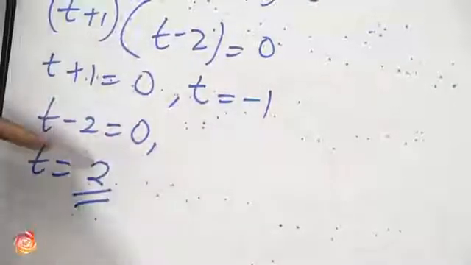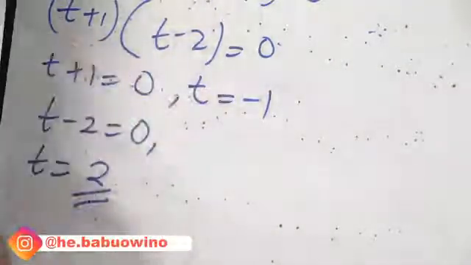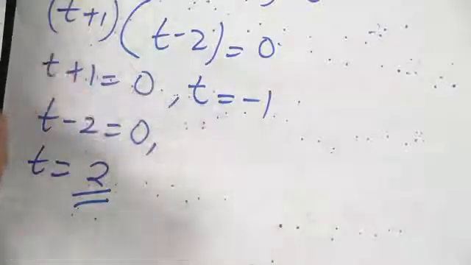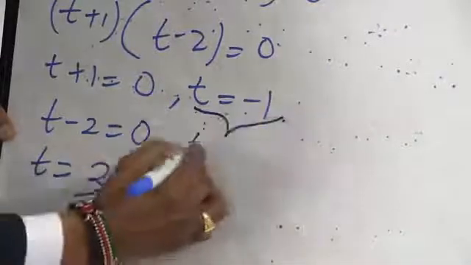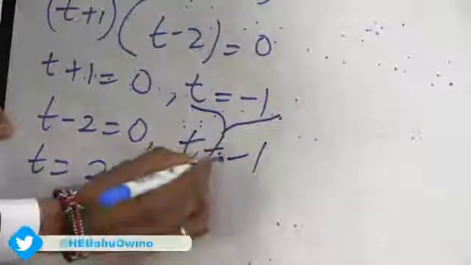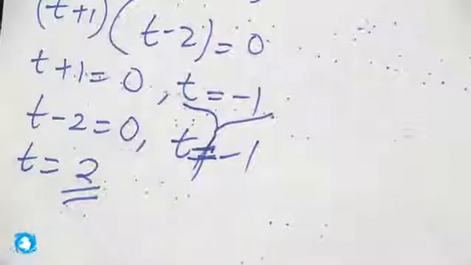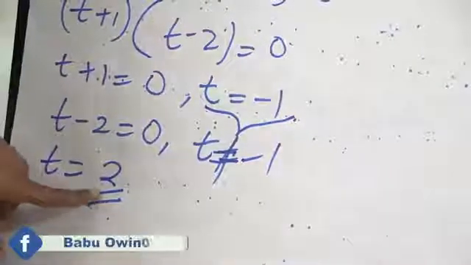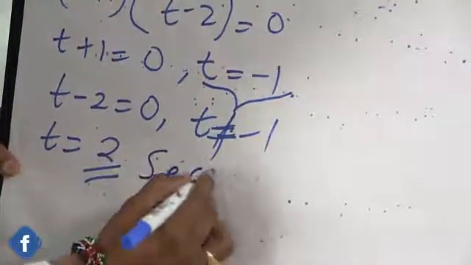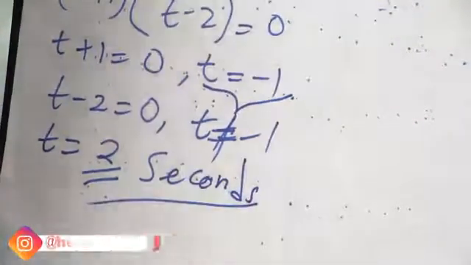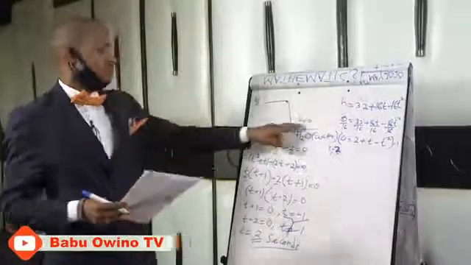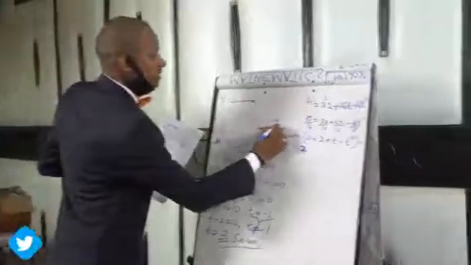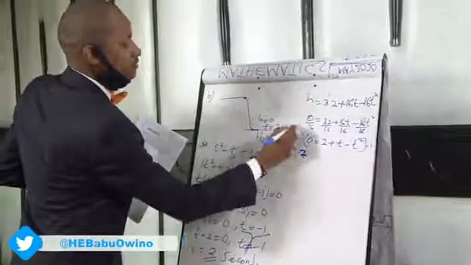Both are in seconds. But we can see one of the values is negative 1. Time cannot be negative. Therefore, this is not practical. So we go with the value of t equals 2, and you write the SI unit of time, which is seconds. So that is the first part of the question: the time he took to hit the water surface. At the water surface, the time is 2 seconds.